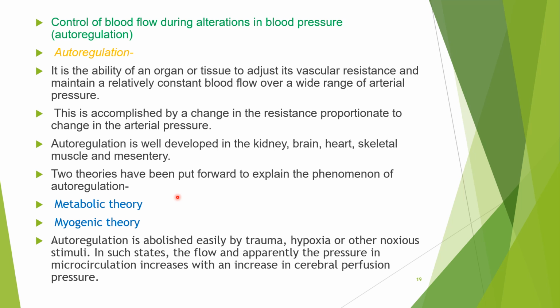Then, according to myogenic theory, initially the blood flow is increasing if you increase the perfusion pressure. Then what happens? The smooth muscle which is attached to the vascular system undergoes a stretch condition. Then the stretched muscle will automatically contract and it will narrow the lumen and increase the resistance. Thus, these two theories are explaining how the autoregulation is happening in the cerebral blood flow system.